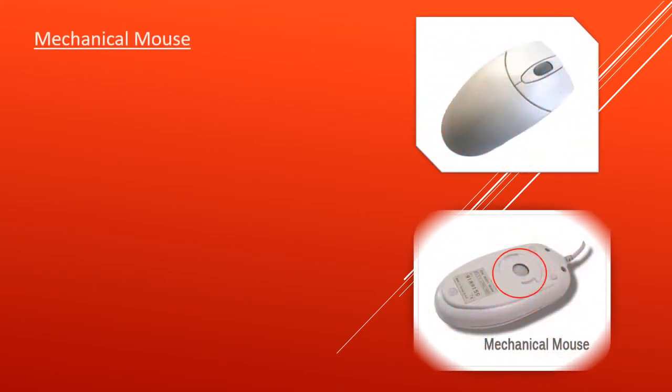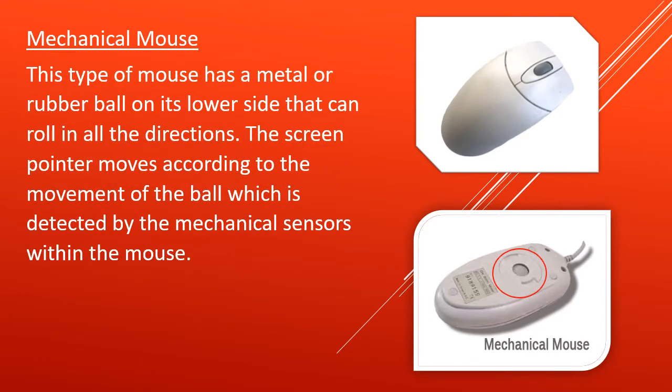First, we learn about the mechanical mouse. You can see the picture of a mechanical mouse on the screen. A mechanical mouse has a rubber ball on its lower side, and this ball can roll in all directions. The screen pointer on the monitor moves according to the movement of this rubber ball.